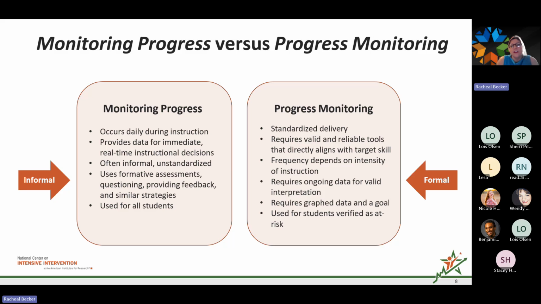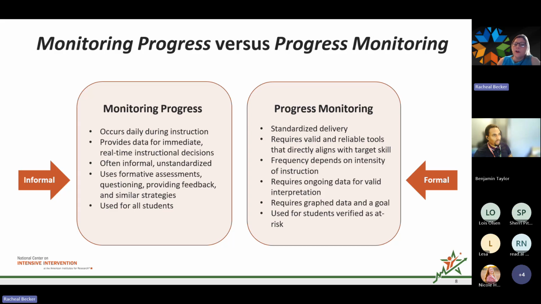So this slide draws on an important distinction that is often confused. Monitoring progress on the left-hand side is informal. It's day-to-day checking for understanding that educators are doing constantly. Progress monitoring, on the other hand, is more formal. It's standardized, valid and reliable, aligned to the target skill. It is also used for identifying students as at risk. Both are valuable, but they serve different purposes.